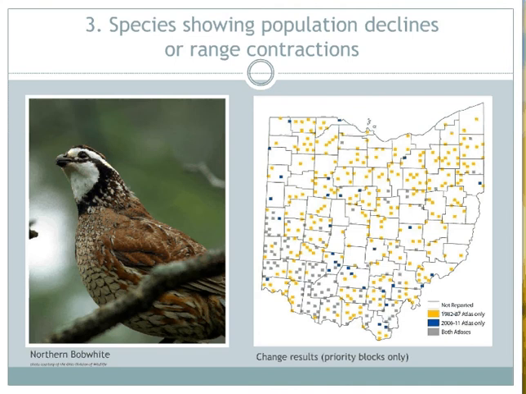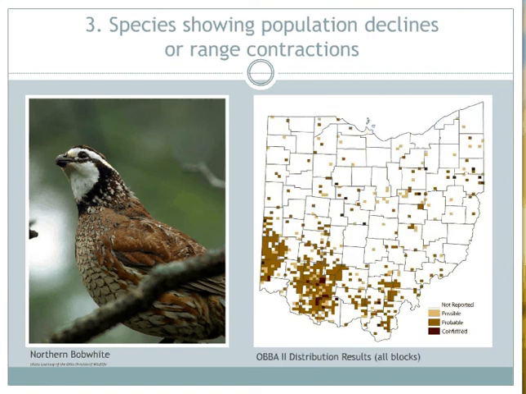I guess every plus side, there's a downside. So we also see a number of population declines or range contractions. Here's another obvious one that a lot of people probably know really well. That's northern bobwhite. So you can see by all these blocks in yellow that the species was found pretty much statewide during the 80s. And we've lost most of those locations. And when we take a look at all data, we can see that it's really just two or three hotspots left in southwestern Ohio. So a lot of change in our land cover type, in our agricultural practices that are probably affecting this species.